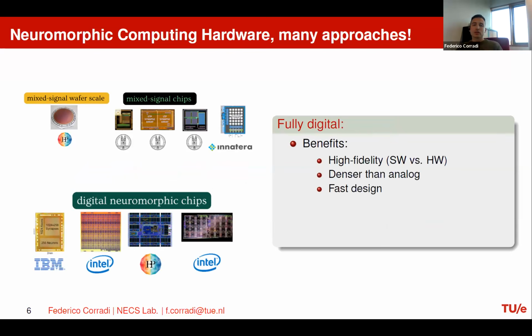And so another approach is the digital approach. And the digital approach is the one that is mainly followed by large companies and also the Human Brain Project with SpiNNaker, for example, today. And in this approach, the benefits are that everything is digital. So you have a very high fidelity between your software model and the hardware. There is little noise. They're much denser than analog because you can leverage, for example, 4 nanometer technology or very advanced node technologies.